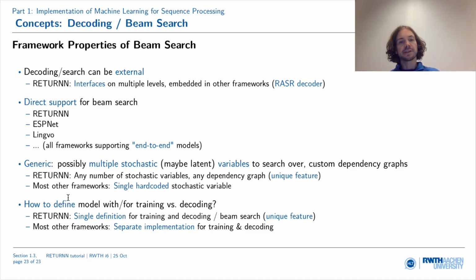Then also the question is, how do you define the model or the code, the logic for training versus decoding? And RETURNN is also special here. You define it in your config, you have a single definition which is used for both training and decoding beam search. And this is a unique feature as well. And we will demonstrate how this is even possible. In most other frameworks, at some point, you have a separation of the implementation for training versus decoding. And this can be suboptimal. This means some of the code needs duplication, and this can lead to inconsistencies.